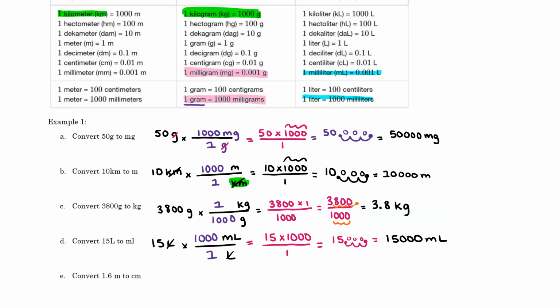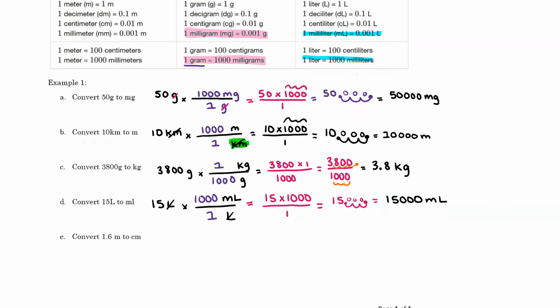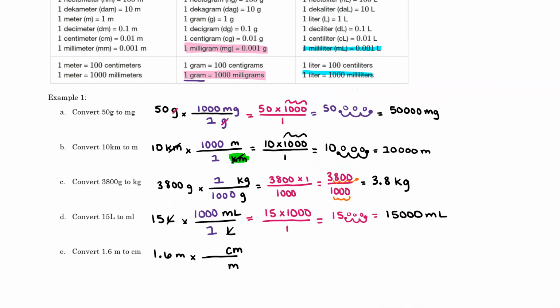Okay, let's convert 1.6 meters to centimeters. 1.6 meters to centimeters. So meters on bottom, centimeters on top. Again, we've got two different conversions. We could use 1 centimeter is 0.01 meters, or 1 meter is 100 centimeters. I would use the second one to avoid decimals. So I have 1 meter is the same as 100 centimeters.